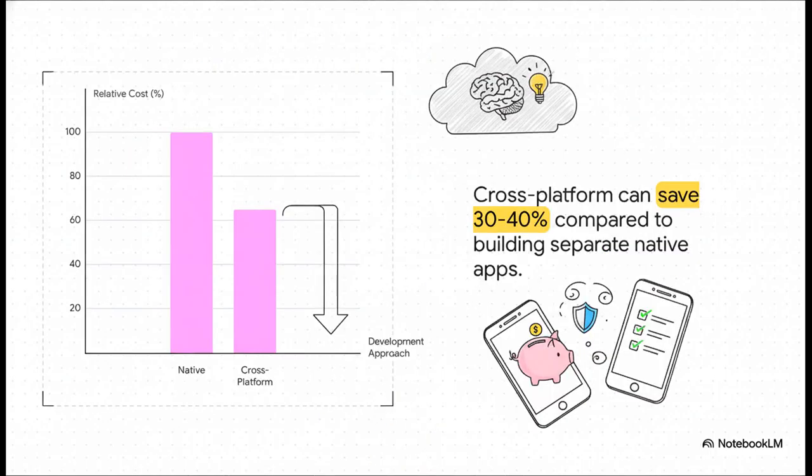Let's talk about what that choice really means for your wallet. If you go with a cross-platform approach, using something like React Native or Flutter, you can often slash your total development costs by 30, even 40% compared to building two separate native apps. I mean, for a startup, that kind of saving isn't just nice, it's a total game changer.